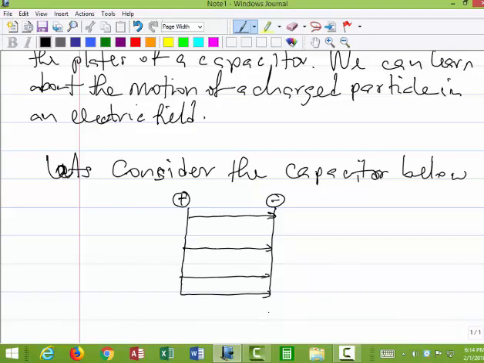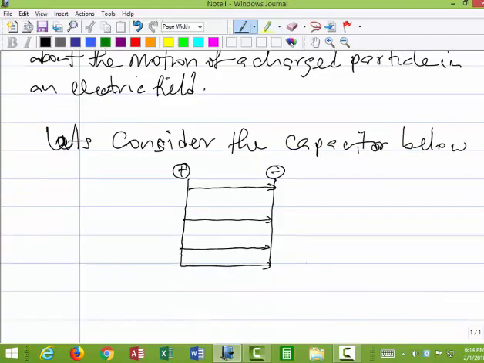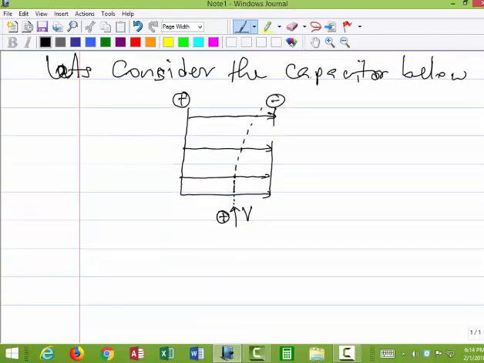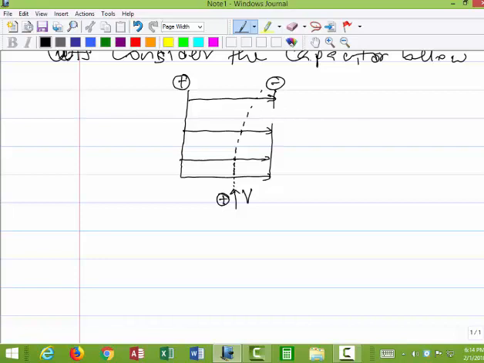So if we introduce a charged particle into this field, so for example, if we bring in a positively charged particle from here, traveling with a velocity v, the charged particle is going to enter this field and it's going to go like that because it will be attracted to the negative plate. So as soon as it enters the electric field, it's going to be attracted to the negative plate, so it will travel that way. So we will see what happens when this charged particle enters the electric field and how it is deflected in the electric field.